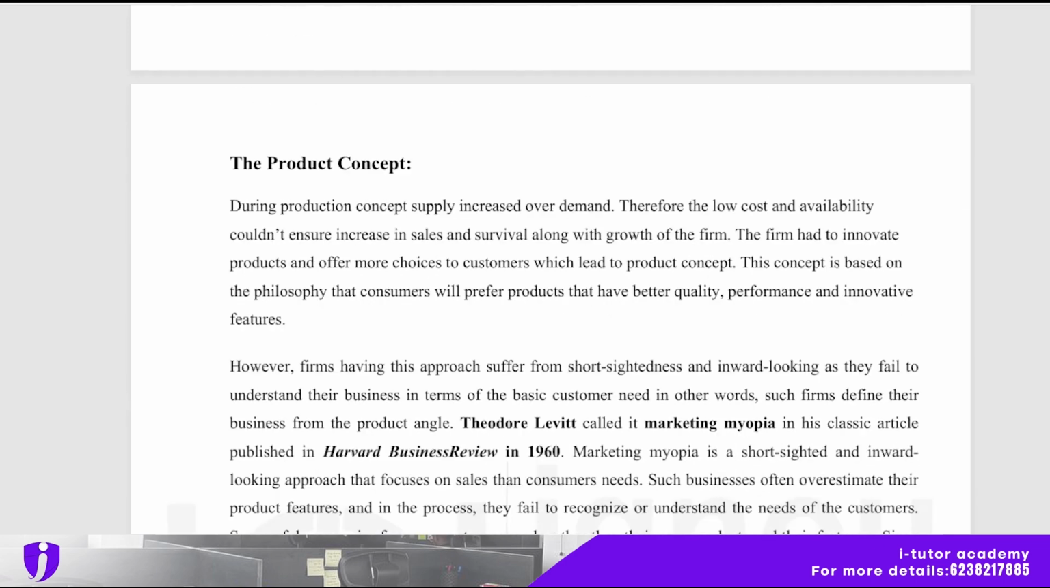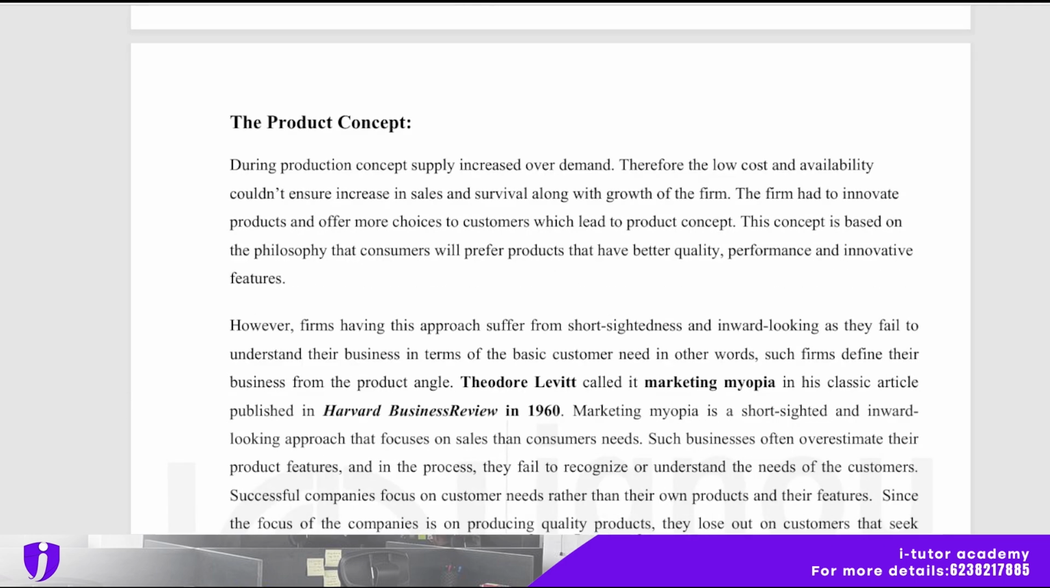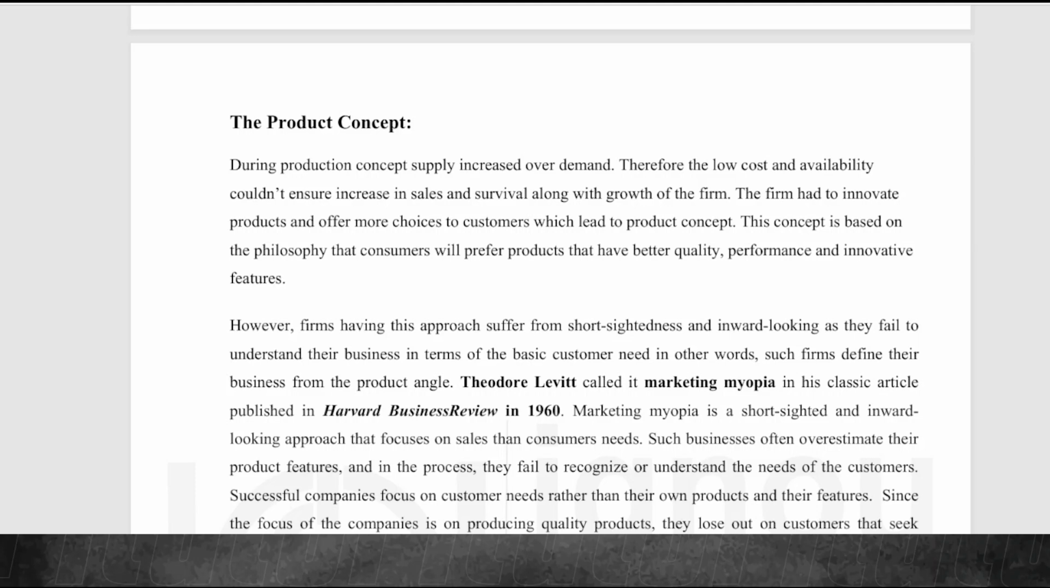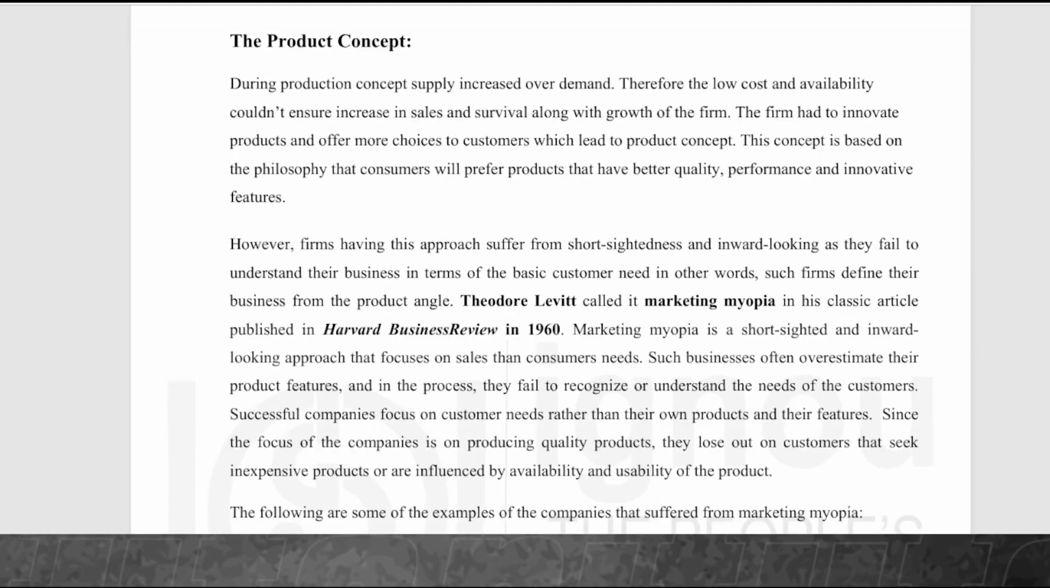During the production concept, supply increased over demand. Therefore, the low cost and availability couldn't ensure increase in sales and survival along with growth of the firm. The firm had to innovate product and offer more choices to customers, which led to the product concept. This concept is based on the philosophy that consumers will prefer products that have better quality, performance and innovative features.